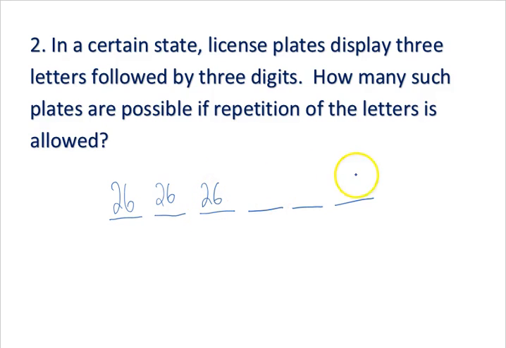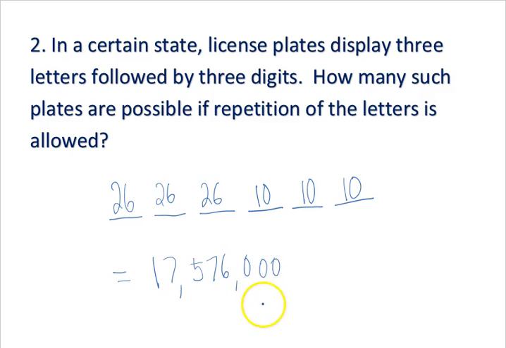And then the second part is the digits, and I have 10 digits. Some people want to go 9, but 0 is a digit, so that makes your 10th digit. And so you have 10 possibilities for each of the 3 digits. And since repetition is allowed, again, you have 10 choices. Nothing restricts those. And using the fundamental counting principle, you just have to multiply all that together and get 17,576,000 possibilities for license plates.